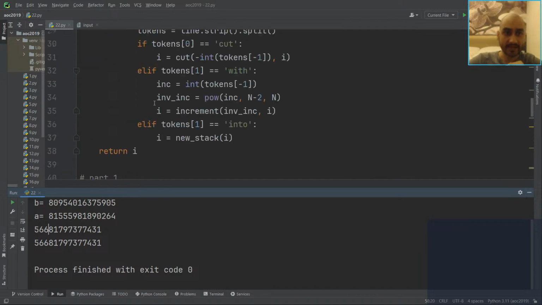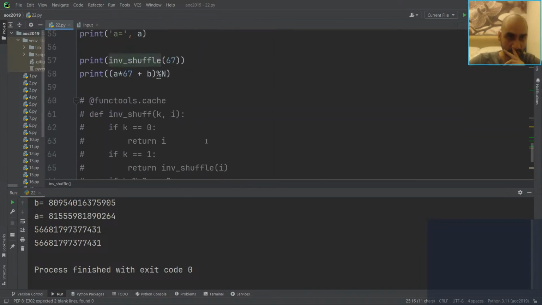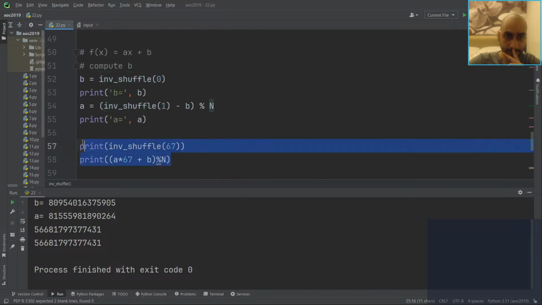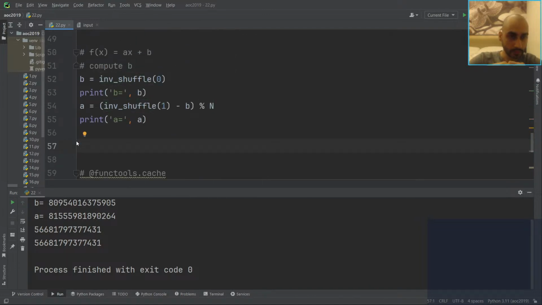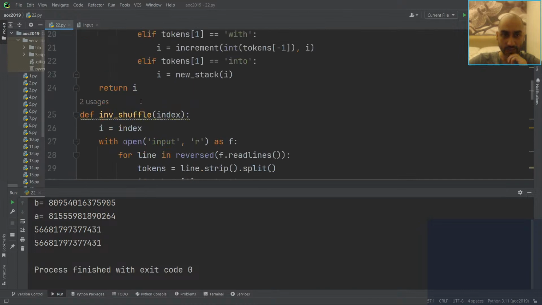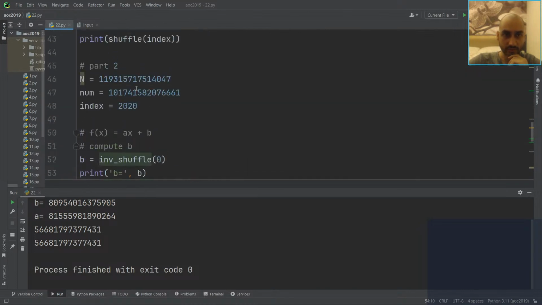So that means now we never need to call this method again. We now know how to do this quickly. Alright, what now? So now we're trying to apply this inverse shuffle, which is now just AX plus B. And we're trying to do it this many times. Okay. So it's AX plus B.